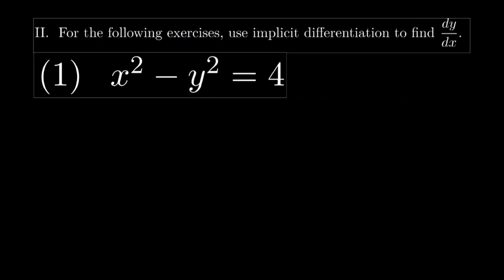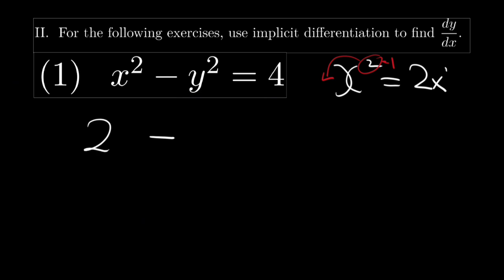Now for the following exercises, by using implicit differentiation, we have to find dy over dx. Now how can we solve this? So first of all, you'll start off by deriving each term individually. So we have here the minus, we'll just write the minus as it is, and then we'll derive x^2. The derivative of x^2 is 2x, because we'll take the 2 and multiply it by x, and then we'll subtract 1 from the 2, which will give us 2x^1, which is the same as writing 2x.